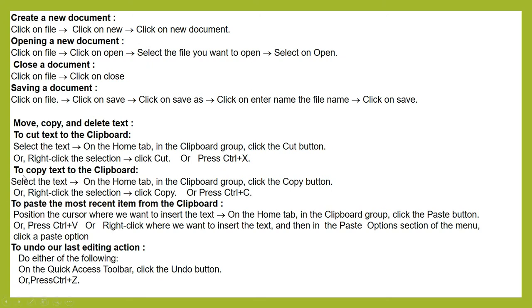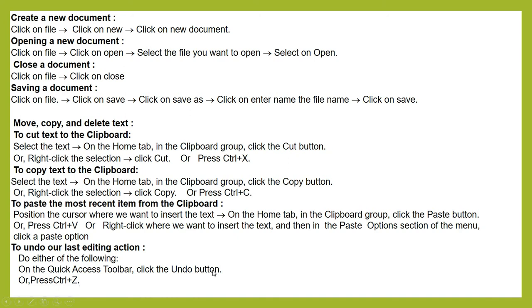Okay, then to copy text to the clipboard, select the text, and on the home tab in the clipboard group, click the copy button, then right click in the selection and click copy, or you can press Ctrl C. And for paste the same format is there, otherwise we can press the shortcut Ctrl V. Okay, then for undo of your last editing action, you have to go to the quick access toolbar and click on the undo button, otherwise press Ctrl plus Z. This is the shortcut key.